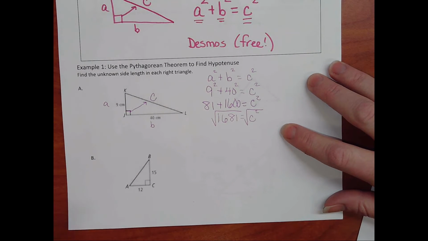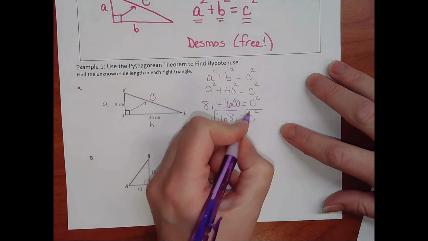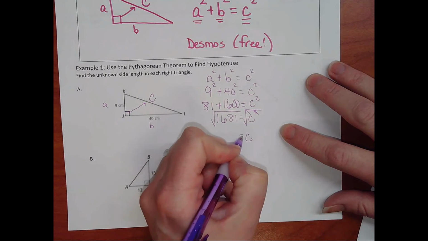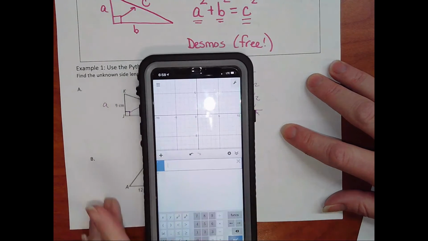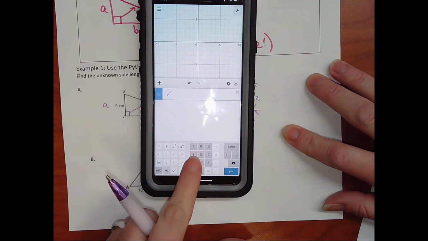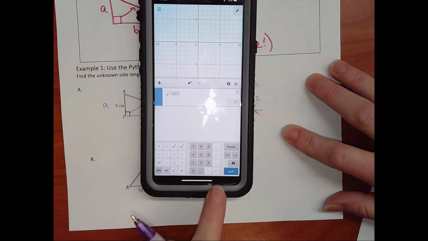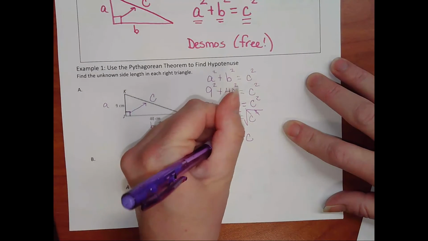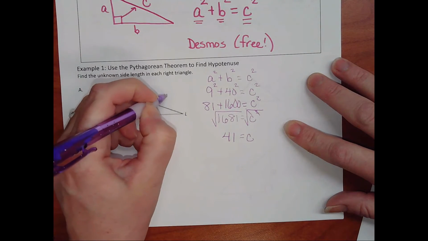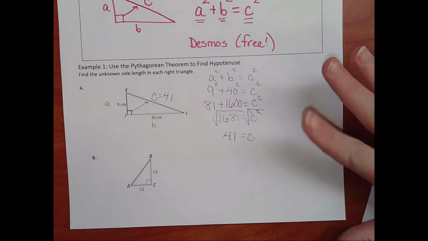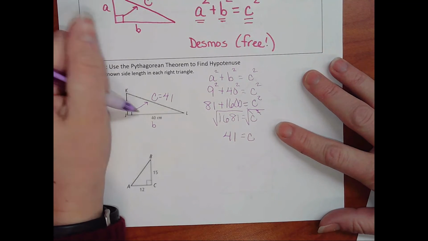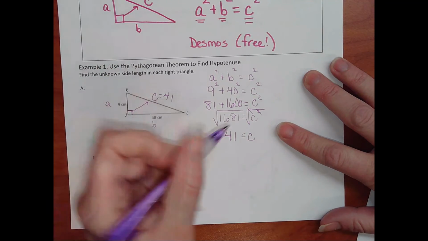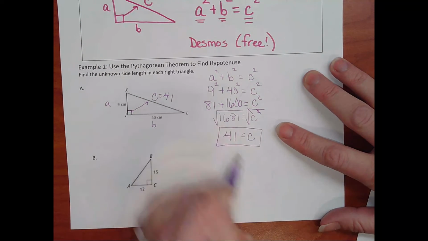When you take the square root of a square, they cancel out. So then you're going to find that missing length to be, let's see, square root of 1681. And I get 41. So that means that this side is 41. Let's take a step back and make sure that makes sense. This is 9, this is 40, this is 41. Is my hypotenuse the longest side? Yes, it is. So that's how I know that I did that right.